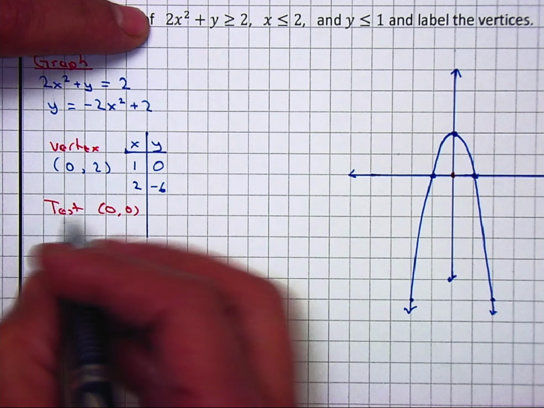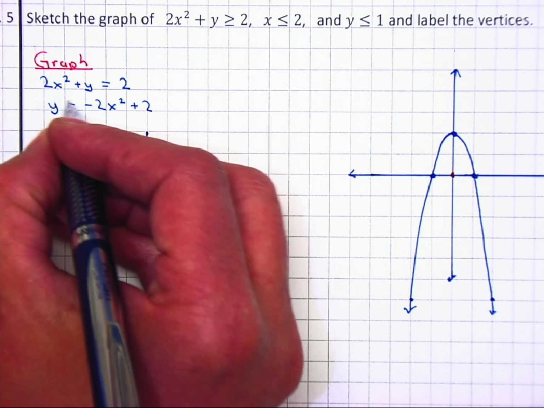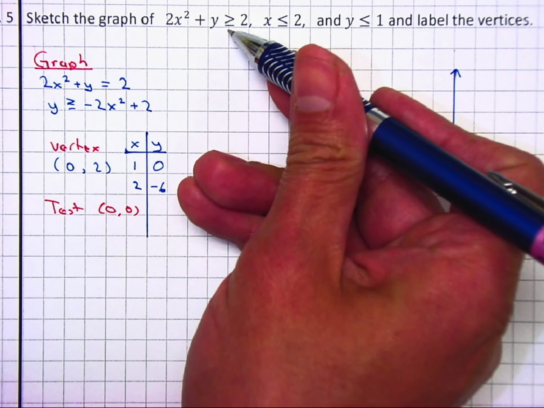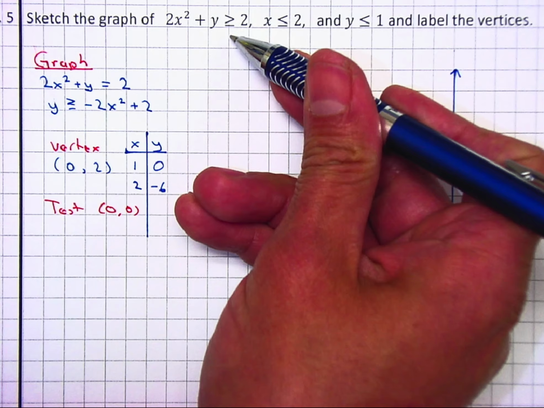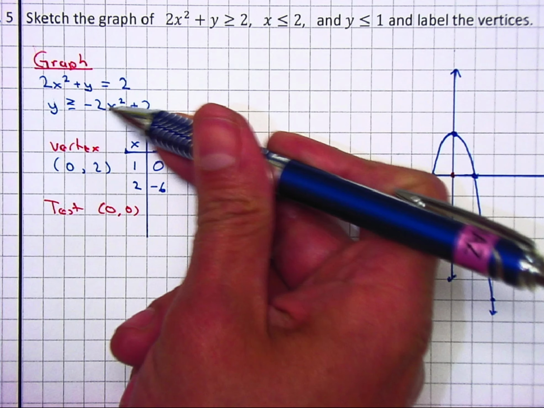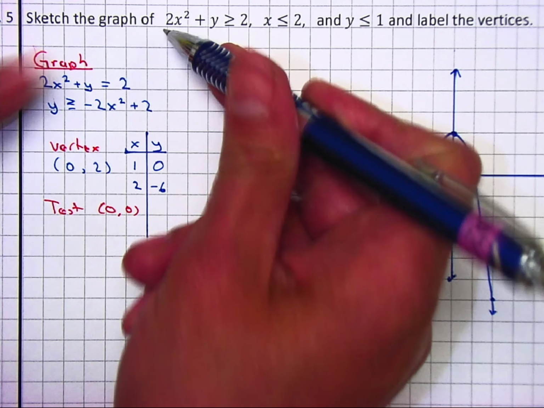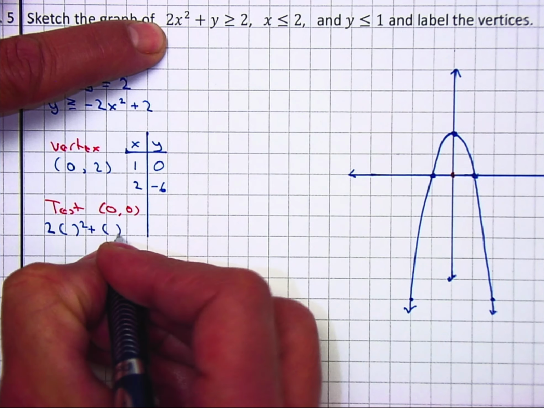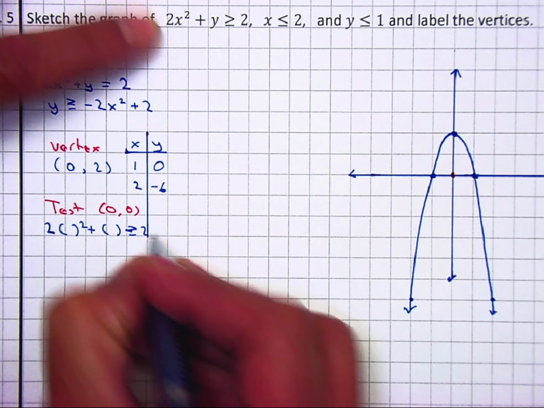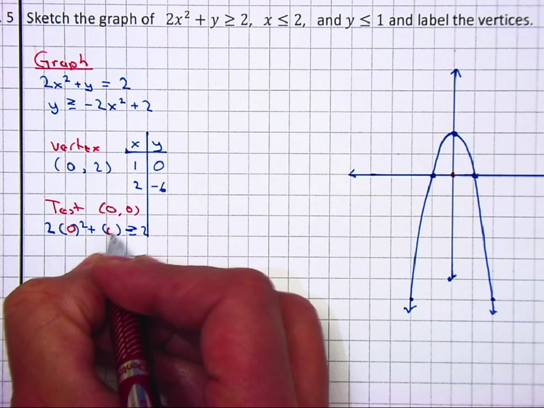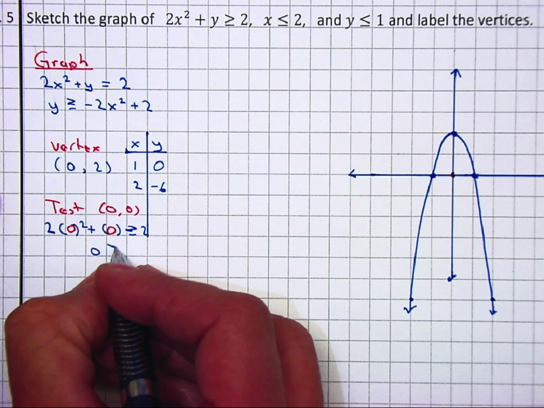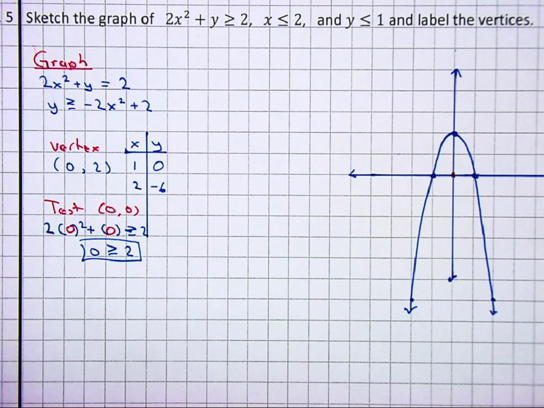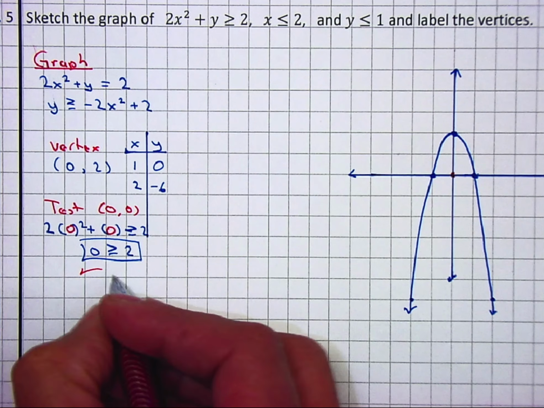So let me graph this. It should be greater than or equal to, and I'm applying it to the original function, or into this one if you are careful with the inequality. I'm going to apply it into the original function: 2x squared plus 0 is greater than or equal to 2. Plugging in 0, therefore, 0 is greater than or equal to 2.